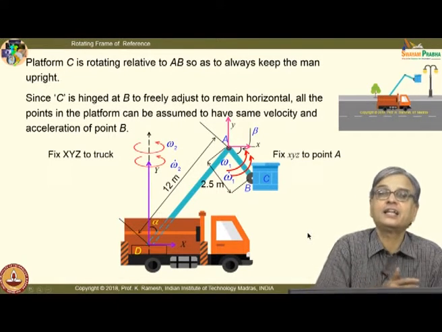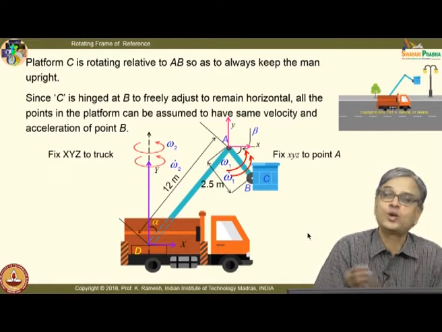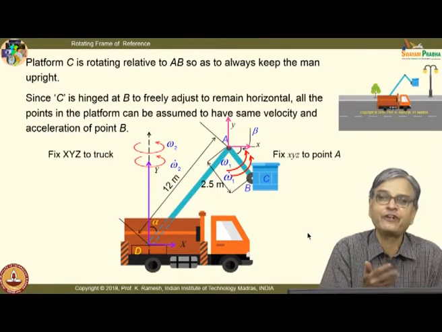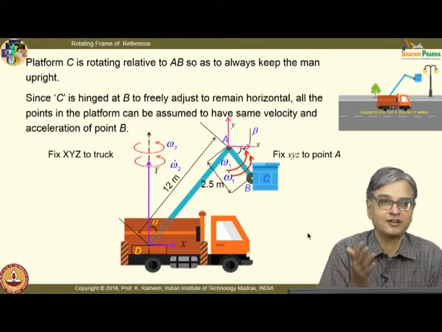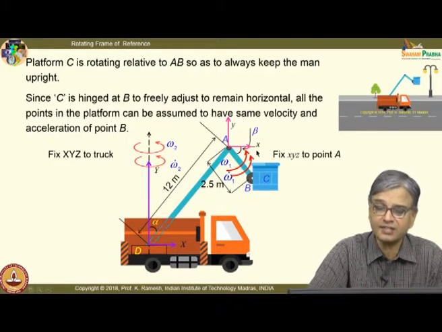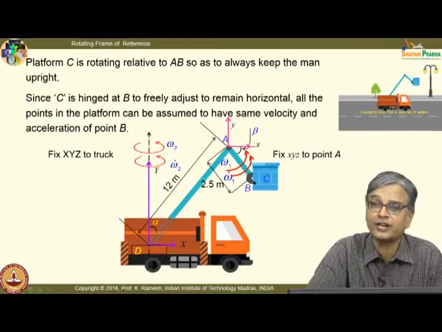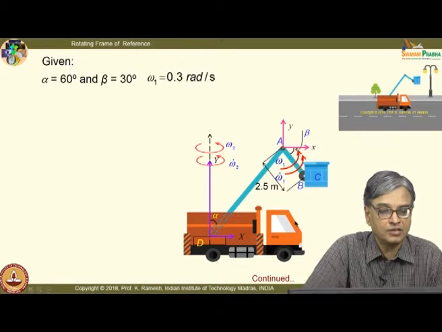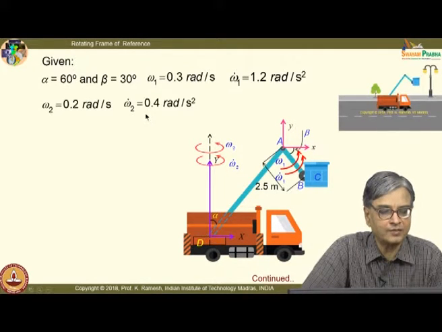Ultimately, in many instances you again invoke only circular motion equations in different forms. Circular motion equations are very useful. Here again, because this is rotating like this, I will again use that kind of expression for me to find out the velocity of B. So, these are all the quantities given: you are given alpha and beta, omega 1 dot, omega 2 and omega 2 dot. So, let us determine the quantities.